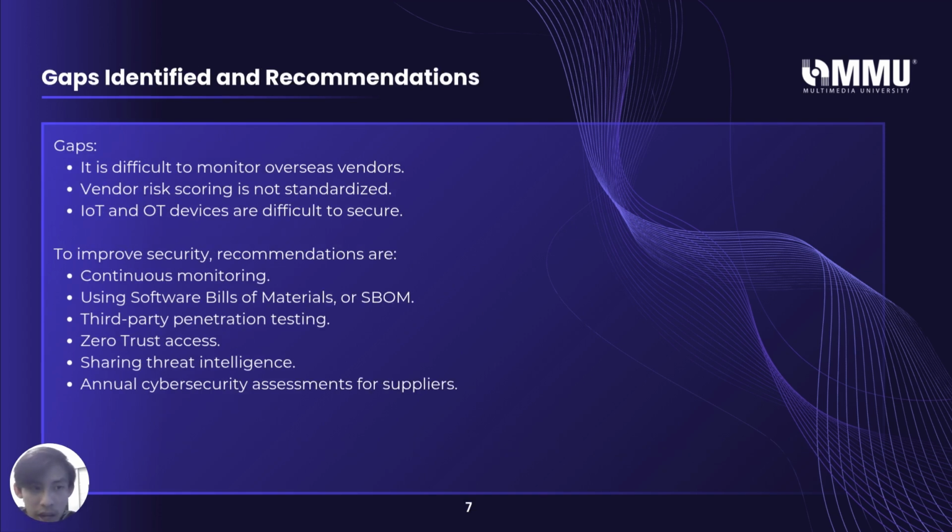So about the gaps identified and recommendations for the two frameworks: it is most difficult to monitor overseas vendors, and vendor risk scoring is not centralized. IoT and OT devices are difficult to secure. So to improve security, the recommendations are continuous monitoring using software bill of materials or SBOM, or third-party penetration testing, or using zero trust access, sharing threat intelligence, or annual cybersecurity assessment for the supplier.